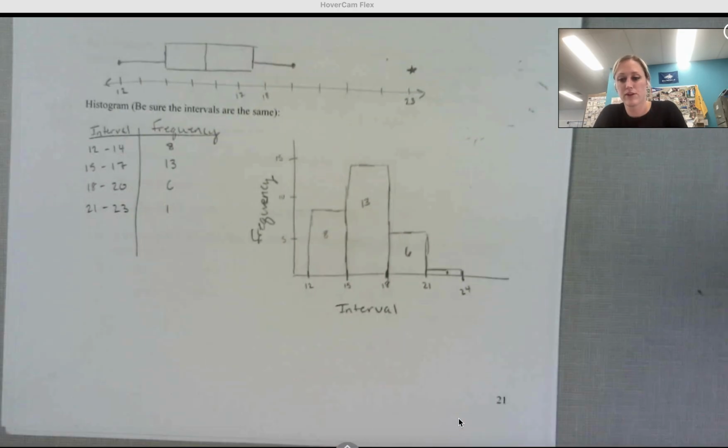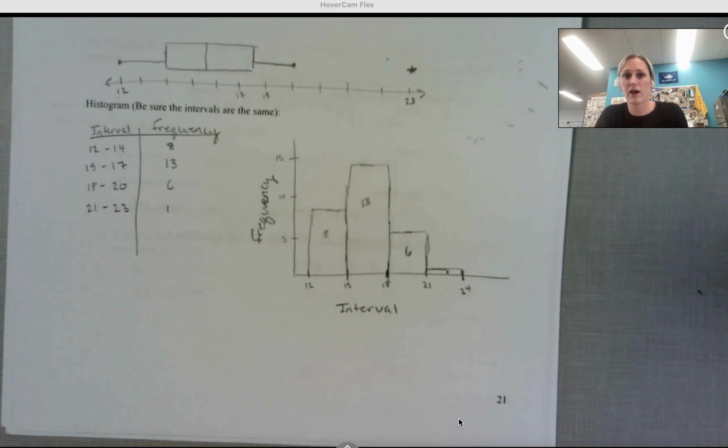So being able to represent those all different ways will be important, you guys, and that you understand how to do a dot plot, a histogram, and a box and whisker plot. All right, that's all for this review video.